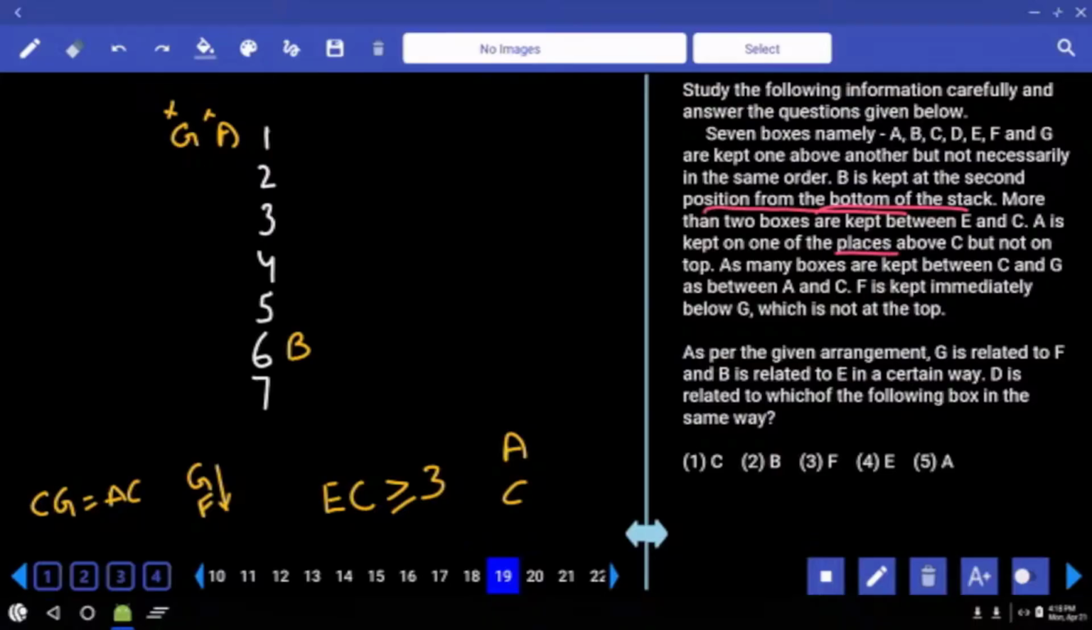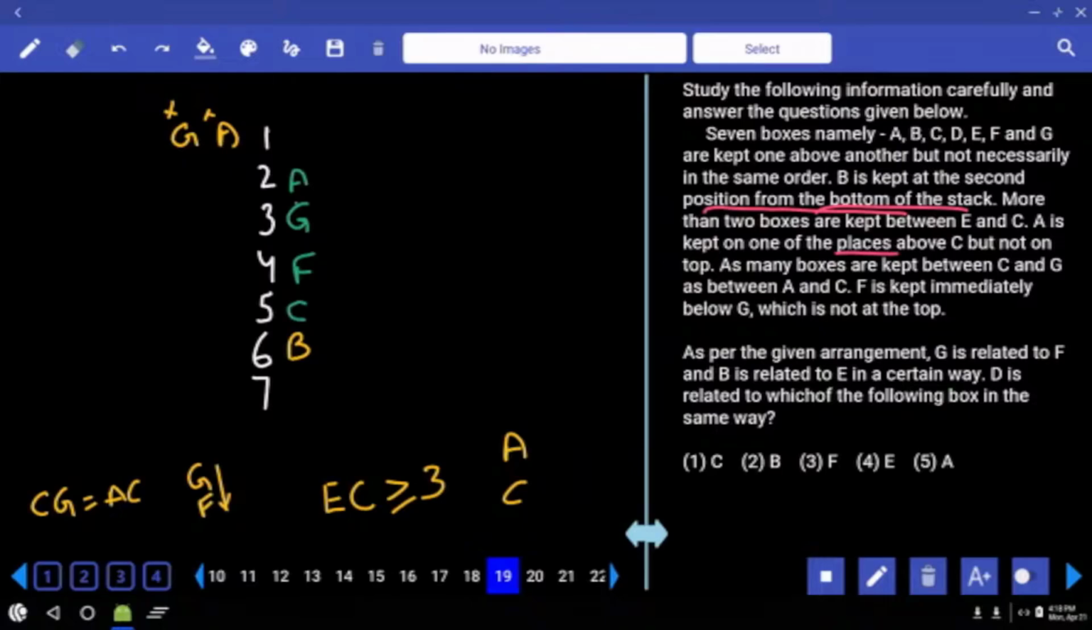Then can you take G and F like this? Now G and F are like this, and A is above this C. Can you take A at this place or not? Then if A is here, then C and G, then A and C will be.